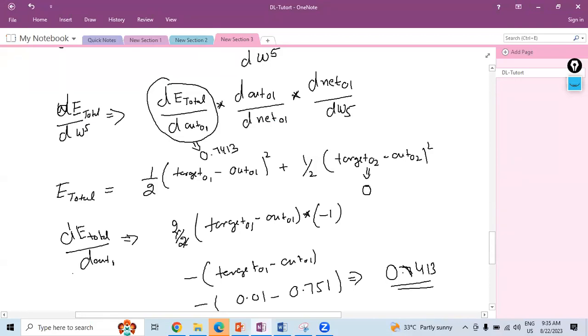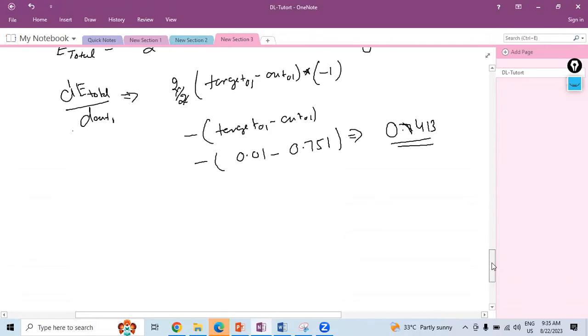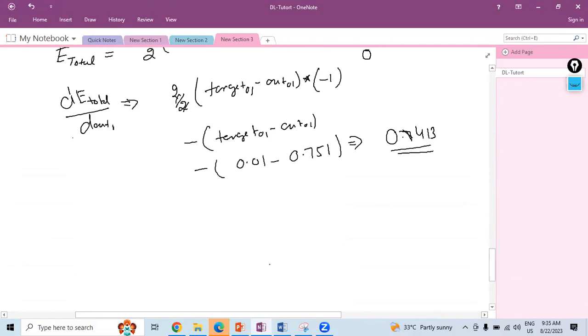Similarly, I will calculate the derivative of out O1 with respect to net O1. Okay, so this is okay, guys. Any doubt here? Similarly, now I have to calculate the derivative of out O1 with respect to net O1.